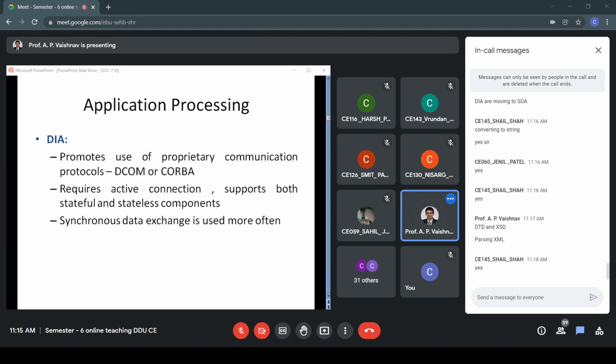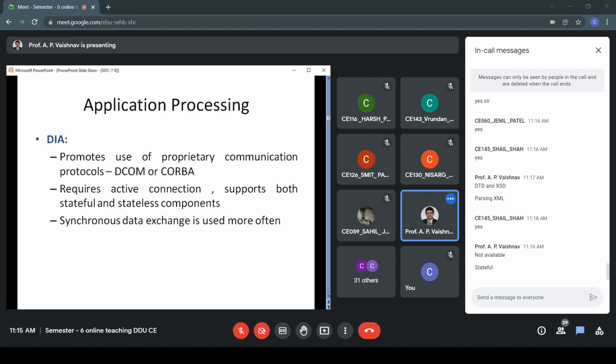First is you are not available, right? You are not available for other services, right? As well as you are being stateful. Did you understand these 2 points?